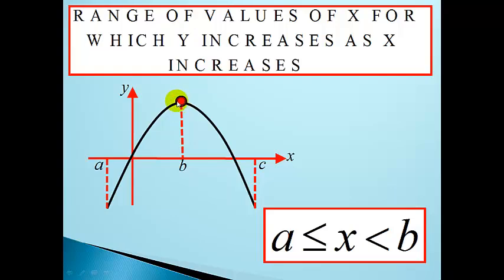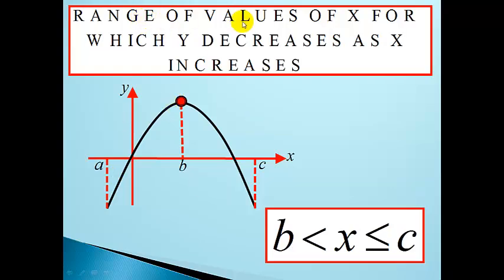But take note, at the turning point where there's a change from increasing to decreasing, this is not included. So it is A, the starting point, less than or equal to x, but this is less than B, because B itself, the turning point, is not included.